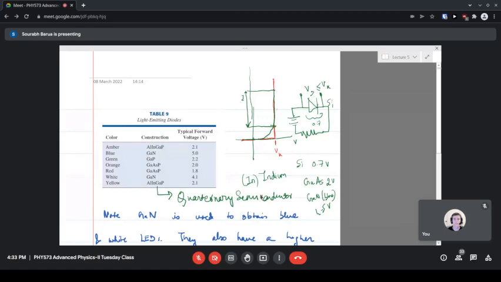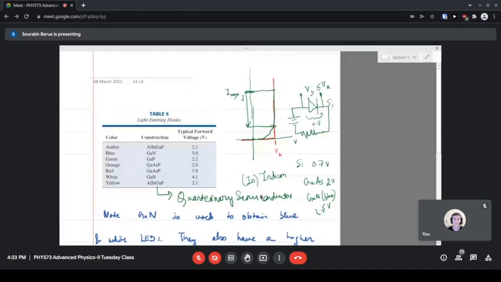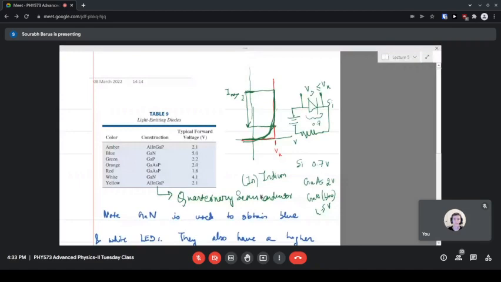Beyond the knee voltage, you can operate in this range up to the maximum current that it can withstand. You can go up to that range. So you can use up to here. After this, it will be damaged because you have exceeded the maximum current that it can allow to pass through it.